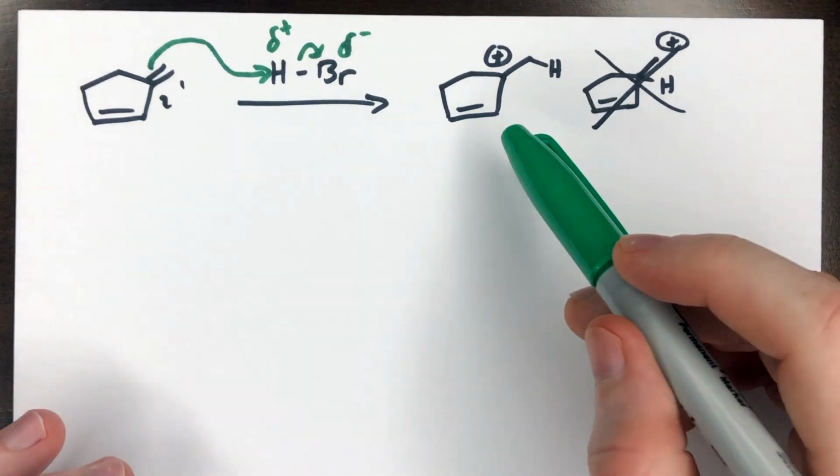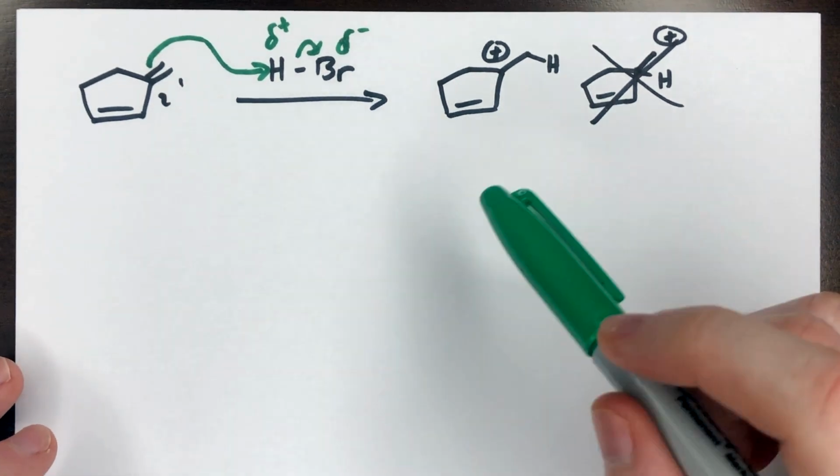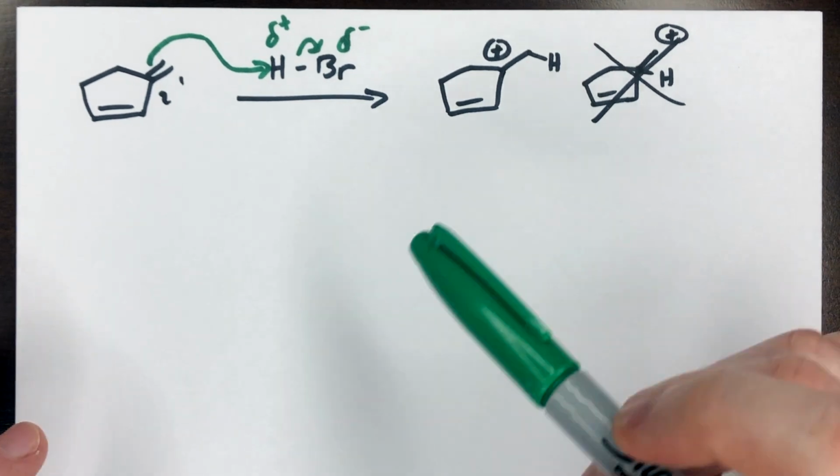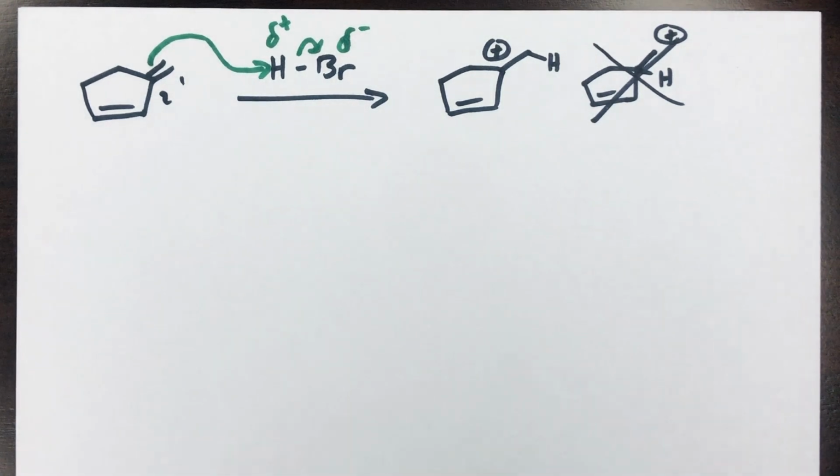Now, this isn't just tertiary, it's a tertiary carbocation that is also allylic, meaning that it's adjacent to a double bond.